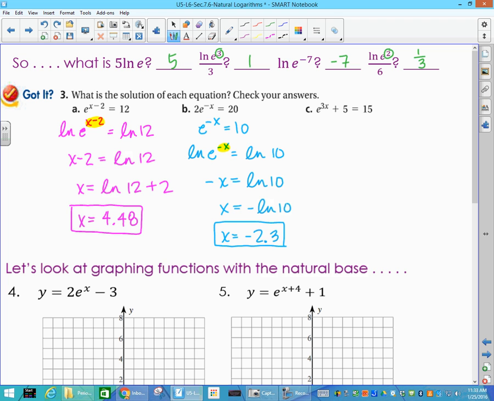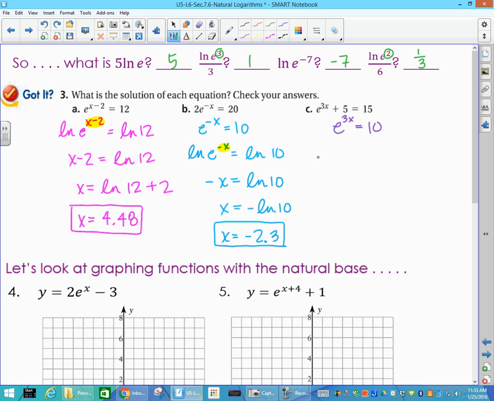So if you're feeling good, pause, try to solve this on your own, and then start back up and see if you're getting it right. So here, I need to isolate it, so I'm going to subtract my 5, and I'm going to have e to the 3x equals 10.